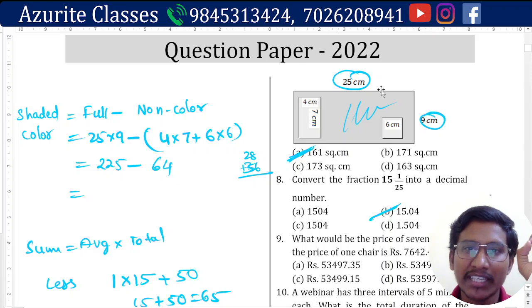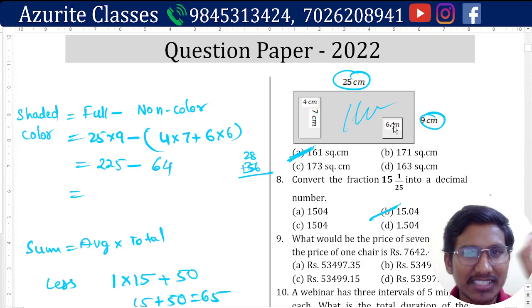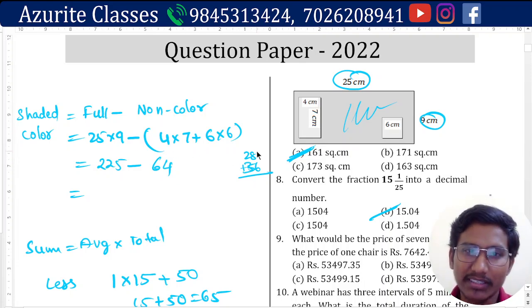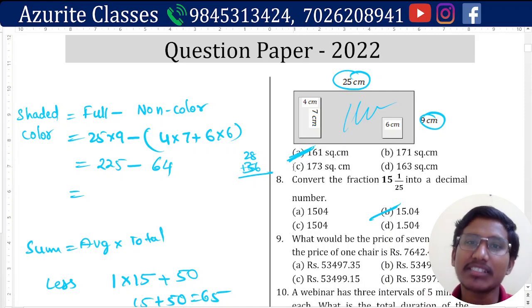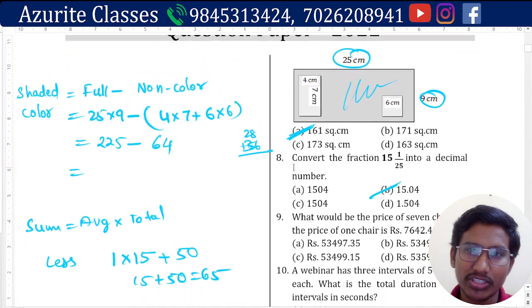So full is 25 into 9, length into breadth, minus the non-colored part, this one, 4 into 7, and then 6 into 6, that is a square, 6 square. We have to minus both, right? So 25 nines is 225, minus 4 sevens are 28 and plus 6 sixes are 36. So 28 plus 36 will be 64. We have to minus 64 from this. If you minus 64, we will get the shaded area as 161, option A. Okay now? You can watch this again.